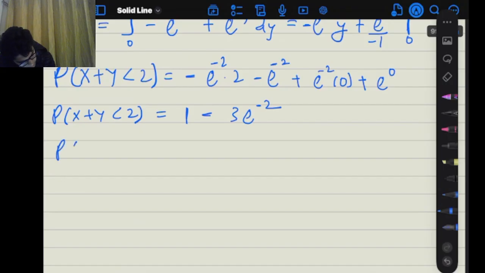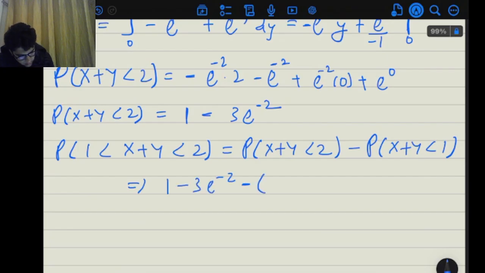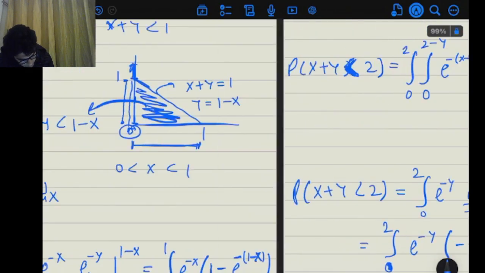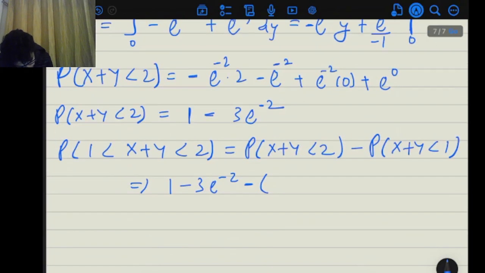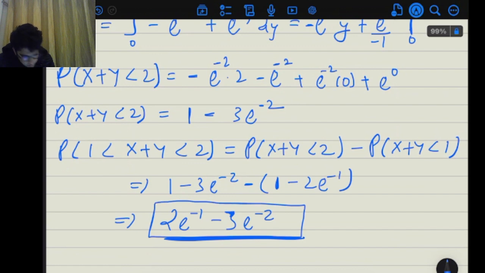So finally I need to find the probability of x plus y lying between 1 and 2, and this is the probability of x plus y less than 2 minus the probability of x plus y less than 1, which is equal to 1 minus 3 e to the power minus 2, subtracting the previous term, which was 1 minus 2 e to the power minus 1. So this ultimately becomes, 1 and 1 get cancelled, 2 e to the power minus 1 minus 3 times e to the power minus 2. This is my final answer. I need to check if it's correct or not. 2 e to the power minus 1 minus 3 e to the power minus 2.